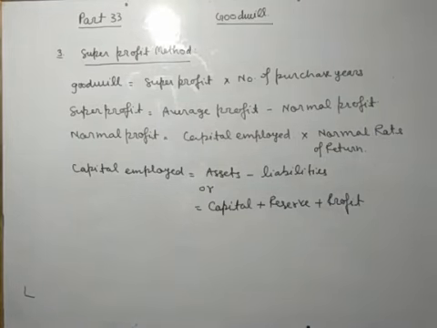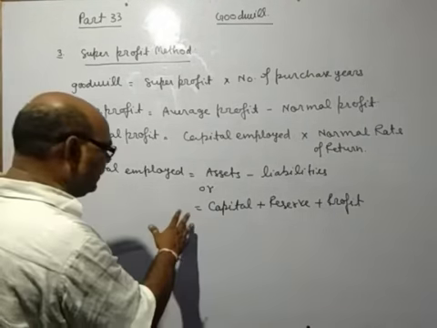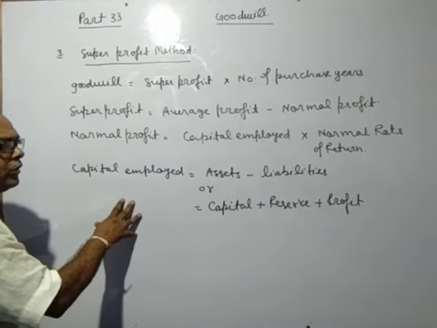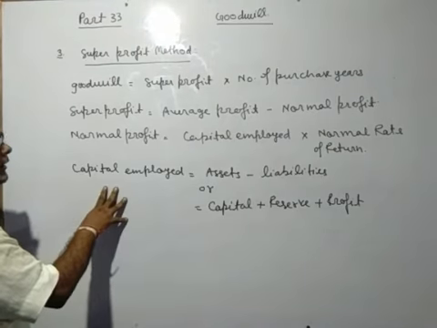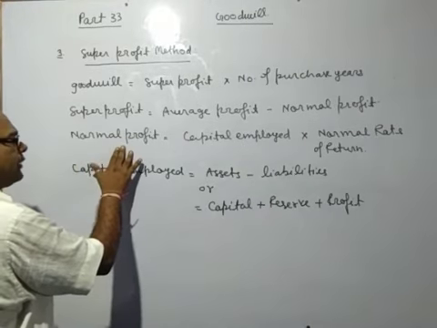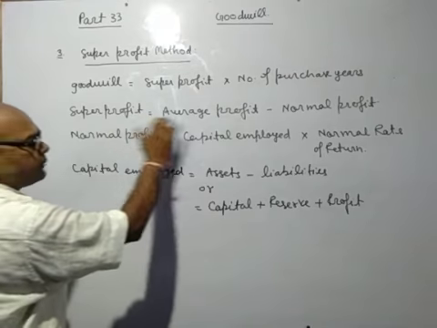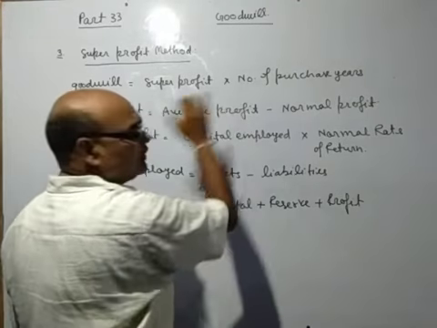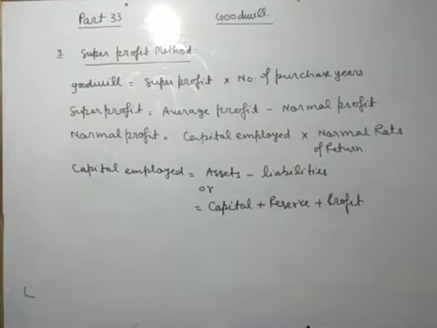So in the question, first we will check whether the capital employed is given or not. With the help of capital employed and normal rate of return, we will calculate the normal profit. After calculating normal profit, we will calculate super profit, and then we will calculate the goodwill. You see one example for better understanding. So see question number 8 to understand this method.